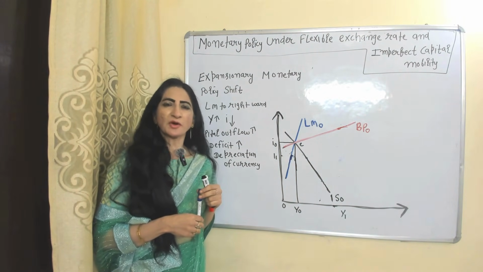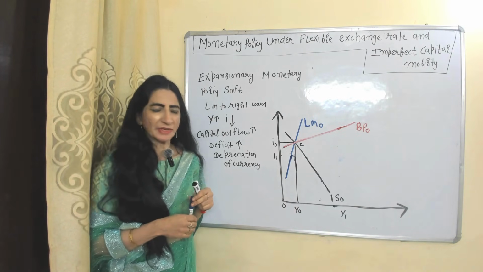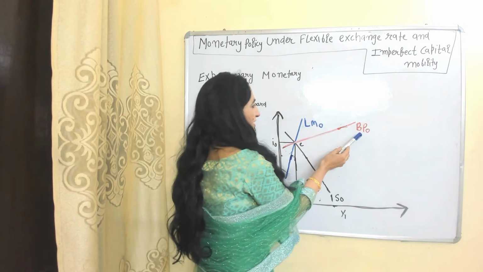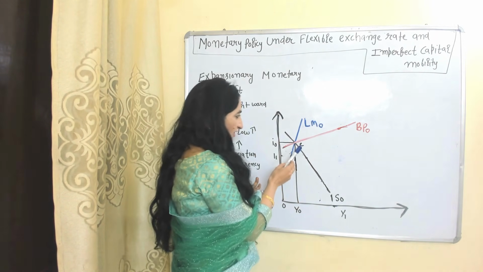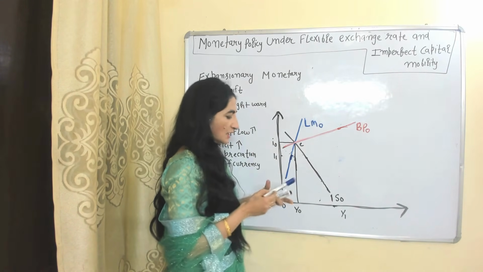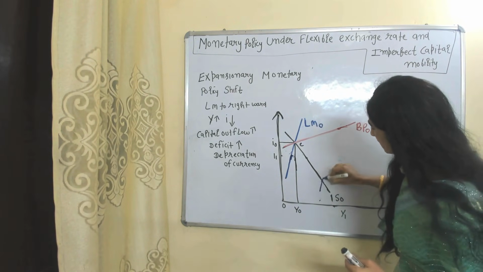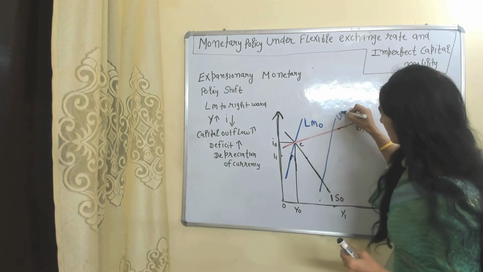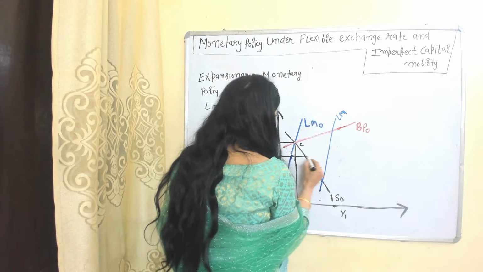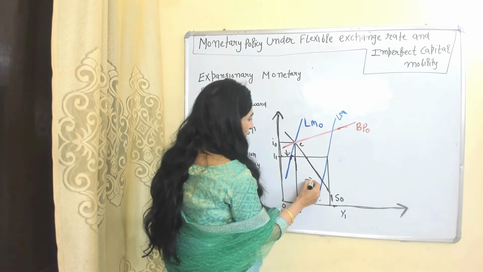Second case, monetary policy under flexible exchange rate and imperfect capital mobility. Initial IS curve, initial LM curve, initial balance of payment curve, initial equilibrium, initial income, initial interest rate. Now suppose expansionary monetary policy will shift the LM curve. This is the new LM curve which leads to a fall in interest rate but an increase in income. Here you can see our interest rate falls but income increases.